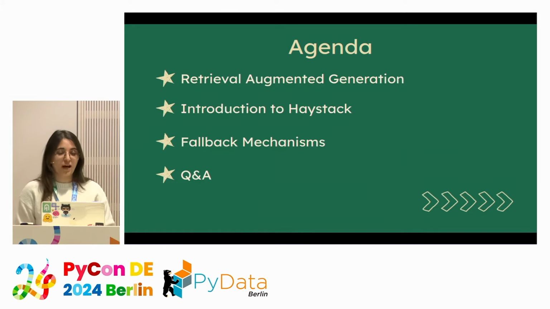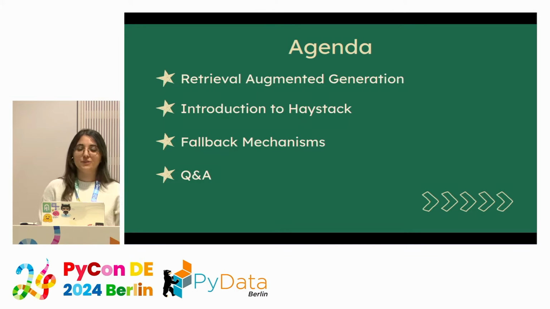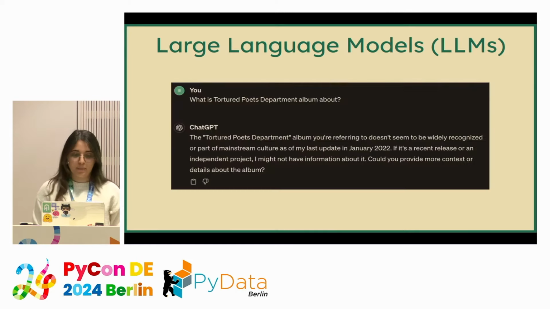Here's today's agenda. First, I'll explain to you what retrieval augmented generation is. Then I'll make a brief introduction to Haystack. By using Haystack, we'll implement some fallback mechanisms to our LLM application, and in the end, I will be answering your questions. So let's start.